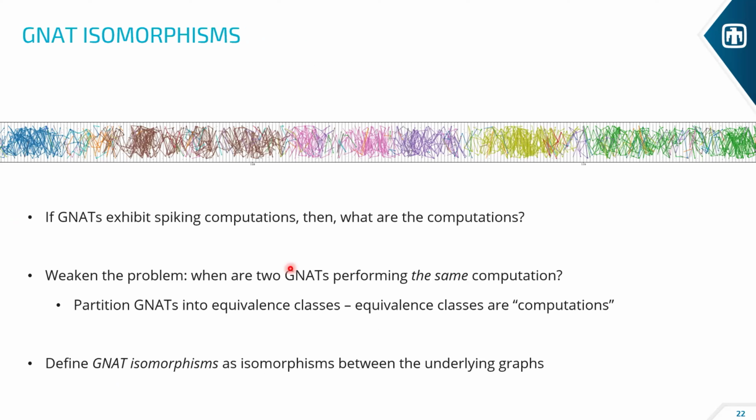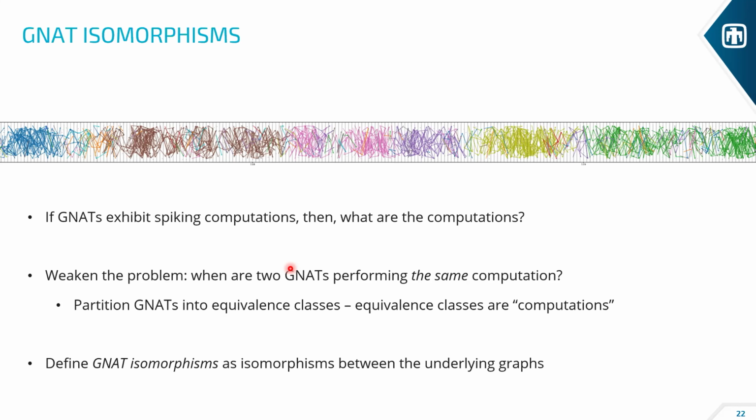So the question is, if these NATs are supposed to represent spiking computations, then what are these computations? That's a tough problem to address without any sort of reference, but we might be able to make some progress if we weaken the problem by instead asking the question, when are two NATs performing the same computations? Because if we understand what the same computation means, then we can use this idea of partitioning NATs into equivalence classes to define the computations.